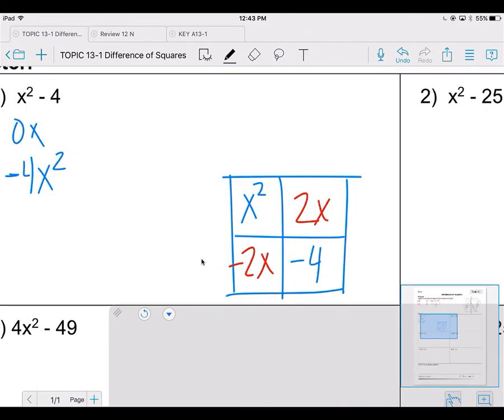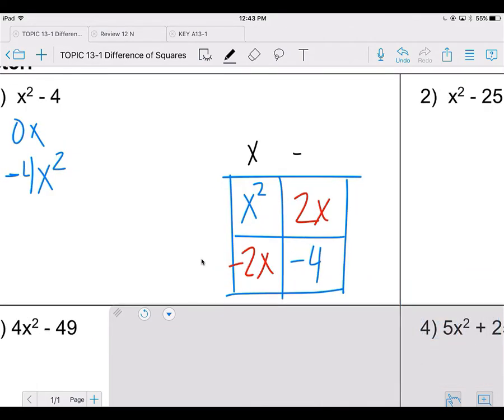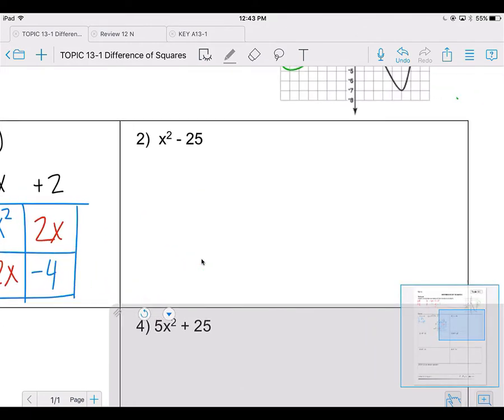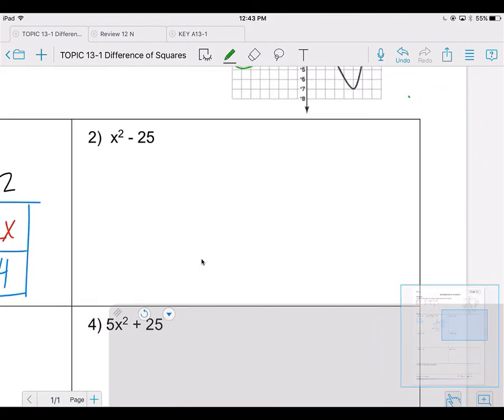From here, I take out my GCF, so we have an x and a 2, an x and a -2. So my answer for the factored form is x plus 2, x minus 2. On problem 2, I look to see if I have a GCF. There is none, so I go straight to the box.